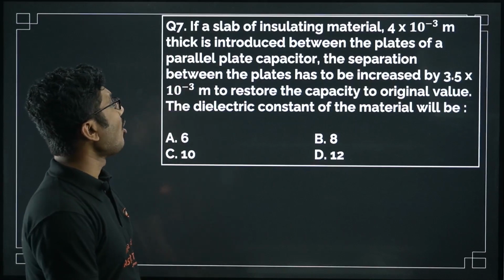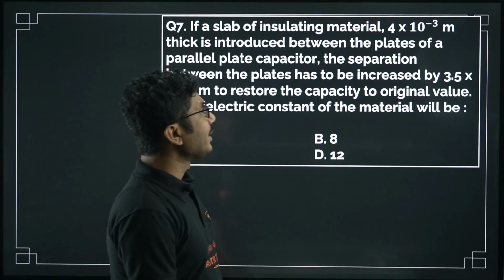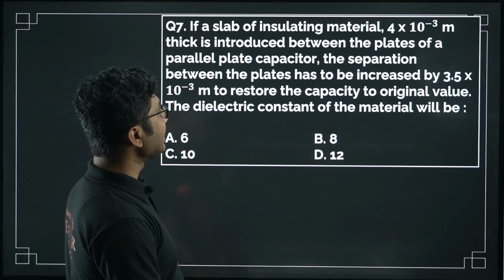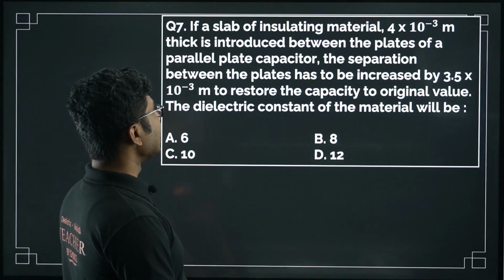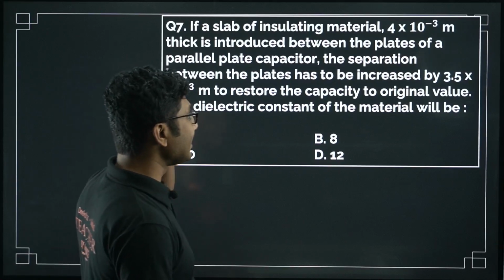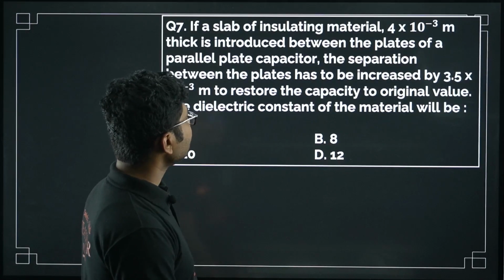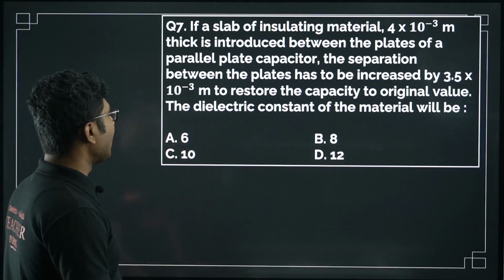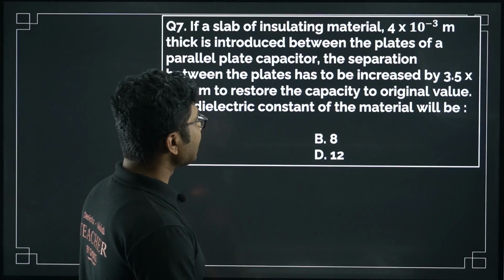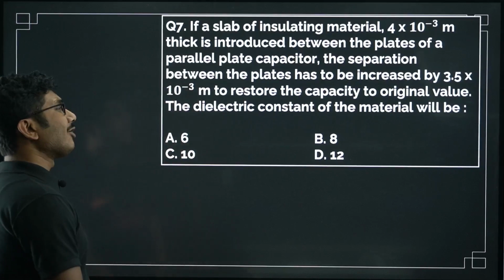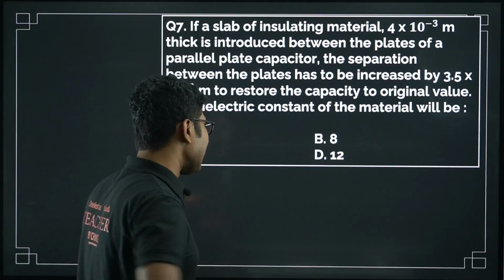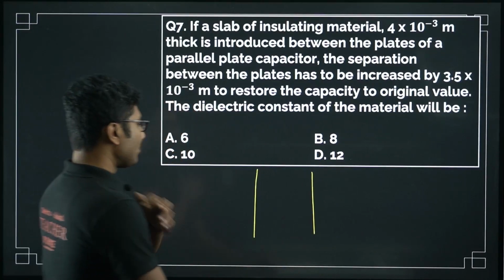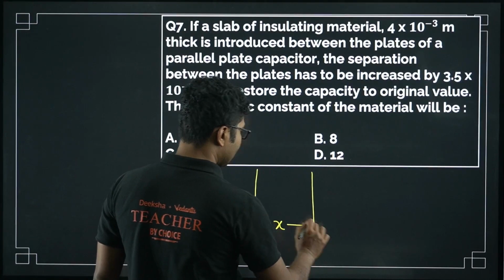Now, if a slab of insulating material 4 into 10 to the power of minus 3 meter thick is introduced between the plates of a parallel plate capacitor, the separation between the plates has to be increased by 3 into 10 to the power of minus 5 meter to restore the capacity to the original value. The dielectric constant of the material will be? So this is very, very interesting. You have a capacitor, suppose the distance initially was x.